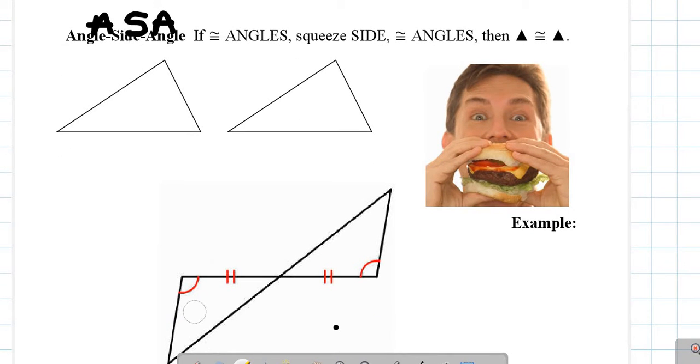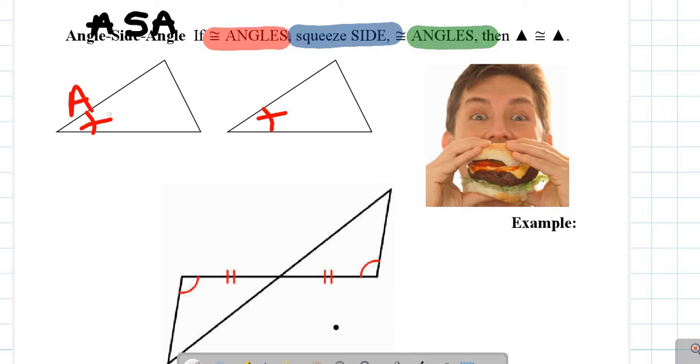It says if you have a pair of congruent angles, then a pair of squeezed sides, and then another pair of congruent angles, then the triangles are congruent. It looks like this. If I have any pair of angles, and then I have another pair of angles, again, I'm using one A for each pair, and then I have a side that's squeezed between these two distinct angles, squeezed between, that is called angle, side, angle.